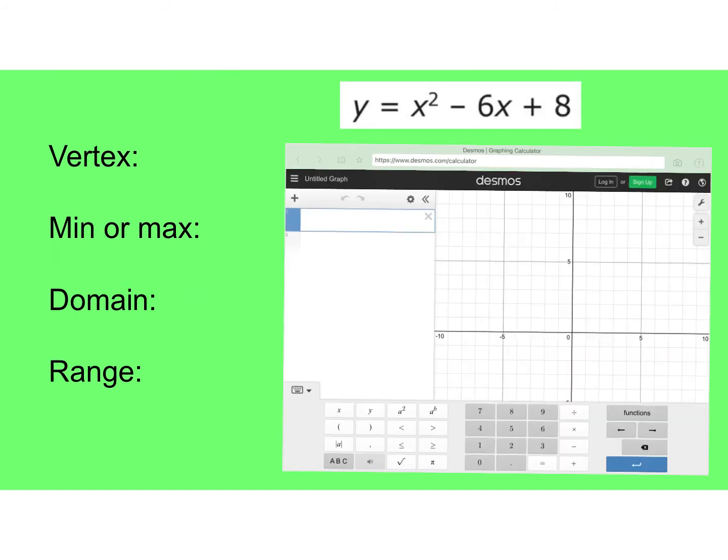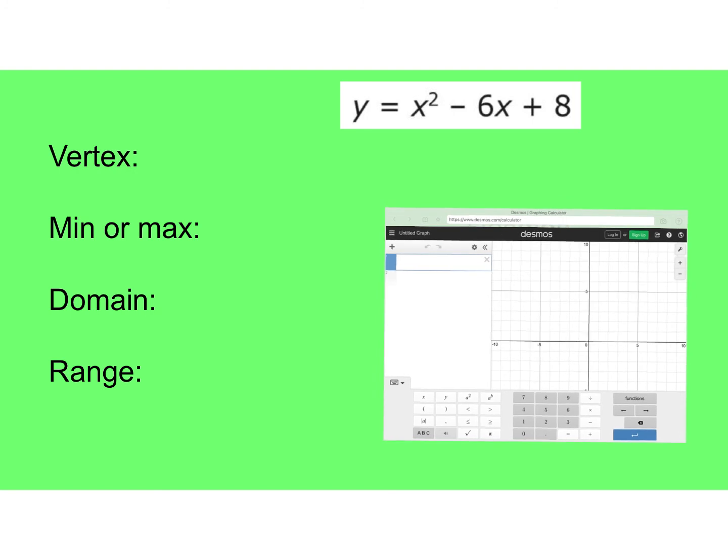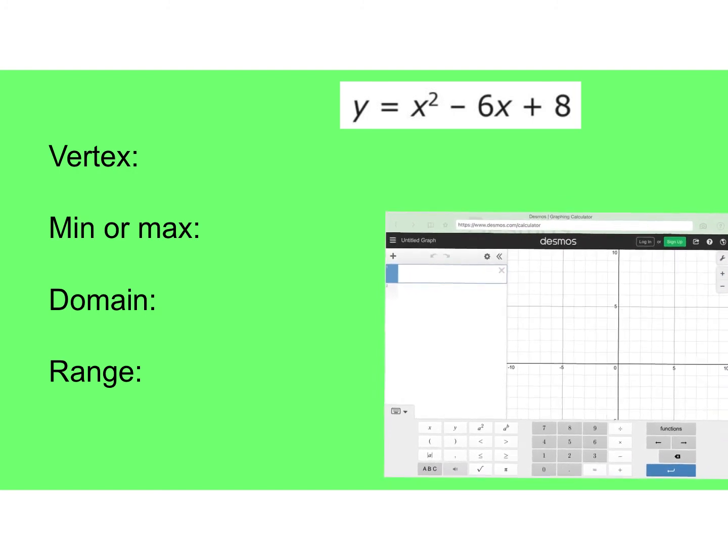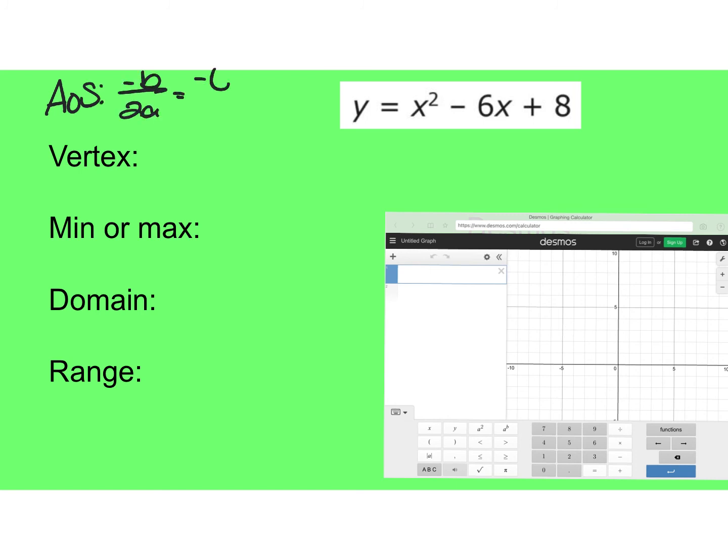I'm going to do this one the same way. I'm going to go ahead and do this without graphing. So I'm going to start with finding my axis of symmetry. So negative b over 2a. So it'd be negative negative 6 over 2 times 1. So this would be 6 over 2, or 3.